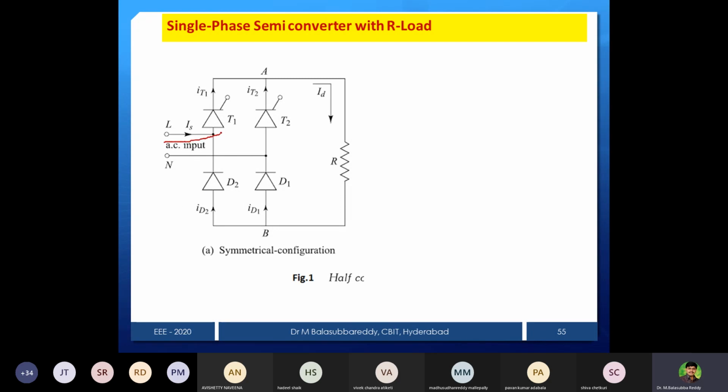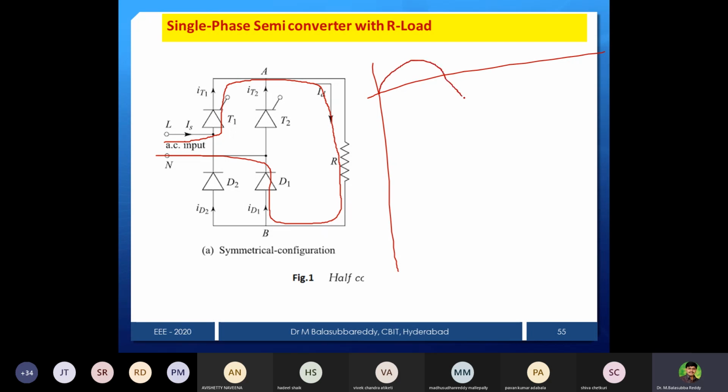Start with alpha, I mean we give the firing pulse to thyristor 1 alone, and the other device is a diode. Current starts from L, goes to T1, then R, then goes to D1 and out. Then the output is the same as the source. Even if it repeats many times, the waveforms are the same. So now we start with alpha and end with pi. Due to natural commutation, T1, D1 will turn off. Again at pi plus alpha we give the pulse to T2. That's the output voltage waveform.